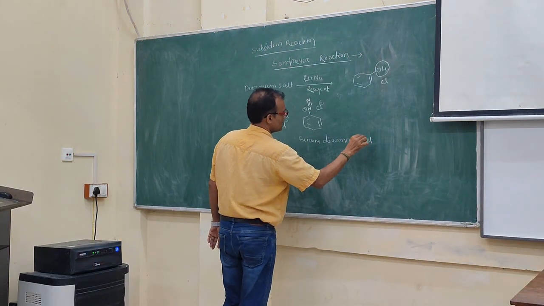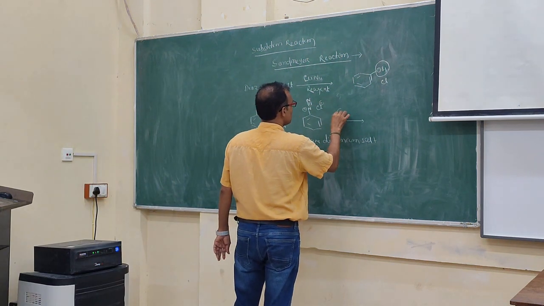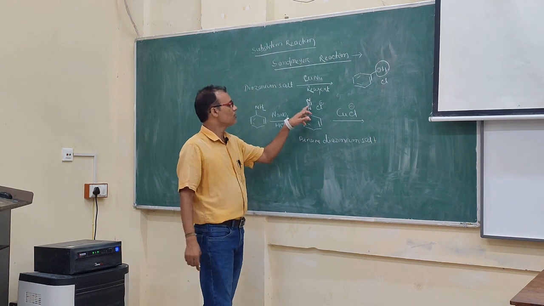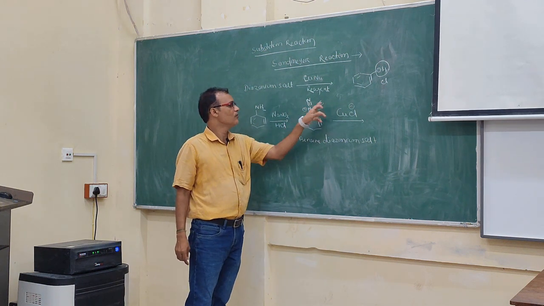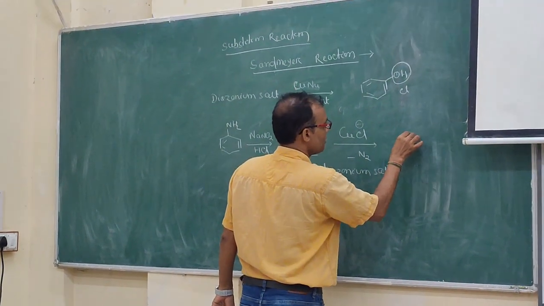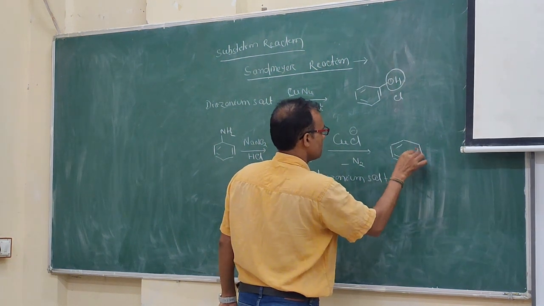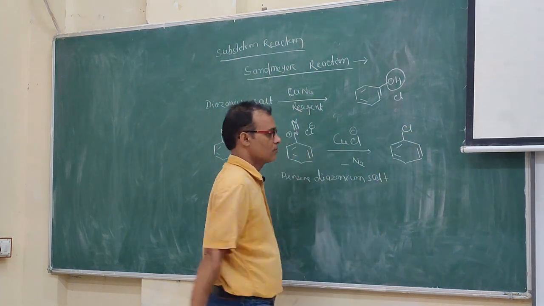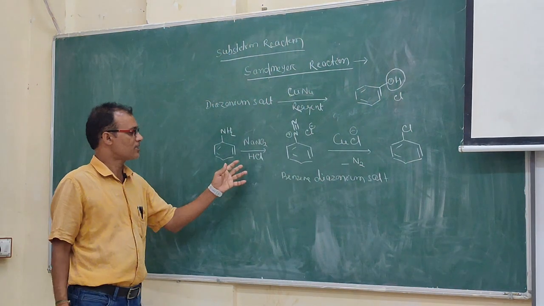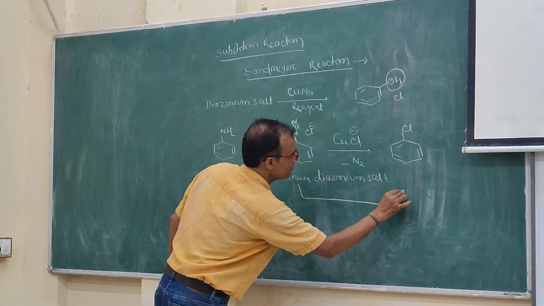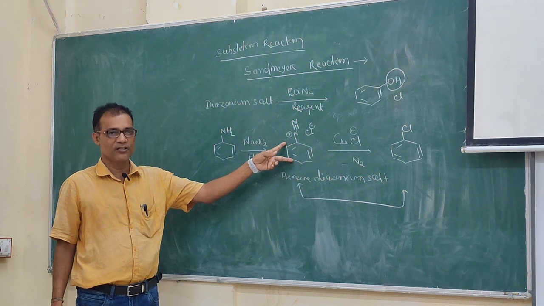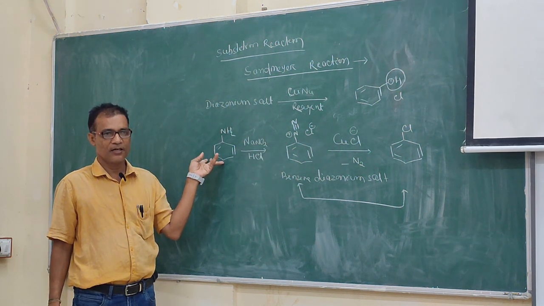Then you use, suppose, copper chloride. Here this is a nucleophile. So there will be loss of nitrogen, and chlorine will be introduced here. So you will get this product. That means the Sandmeyer reaction starts from here to here. So you need a diazonium salt, and for making the diazonium salt, you have to start with aniline, and then you diazotize with sodium nitrite and HCl.